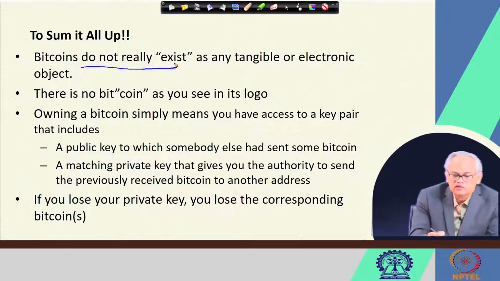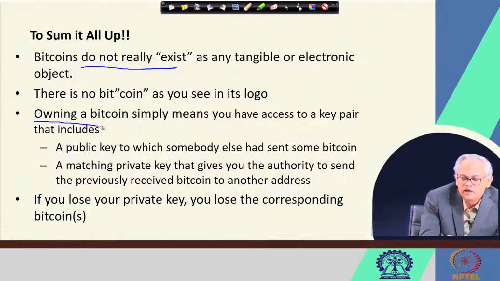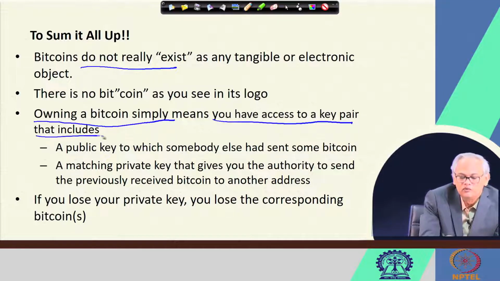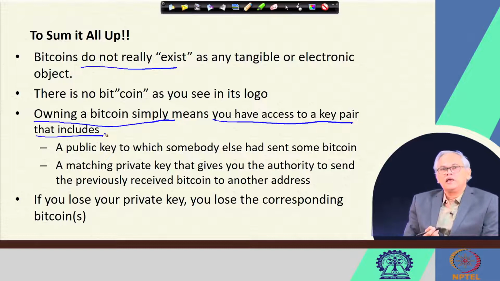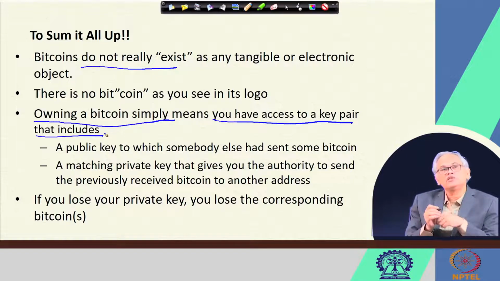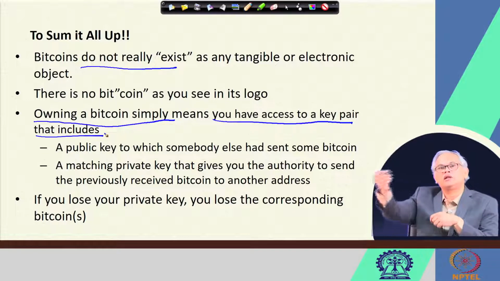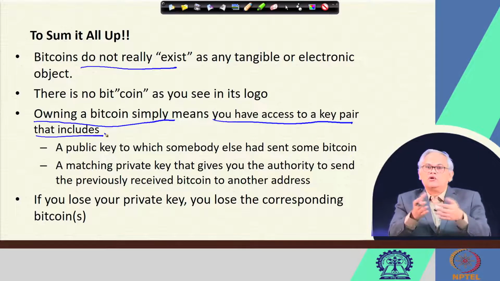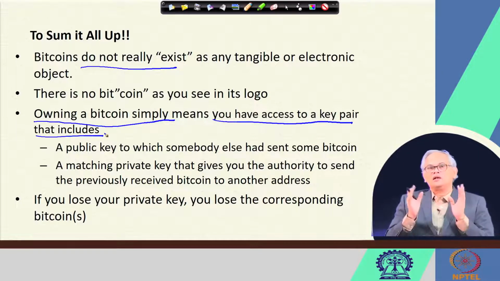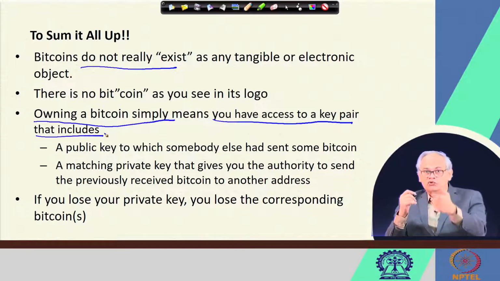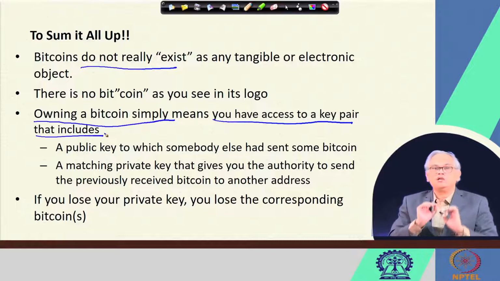So, what you see here is that owning a bitcoin means what? It is simply that you have access to a key pair which includes a public key to which somebody else had sent some bitcoin, that is all it means, and for which you have a matching private key that gives you the authority to send the previously received bitcoin to another address. So, that means that you have received some bitcoin in your public key hash, and then using the script SIG you will be able to claim it, and only if you know the corresponding private key.